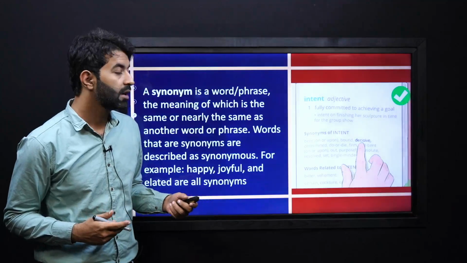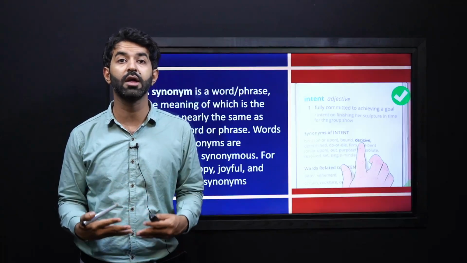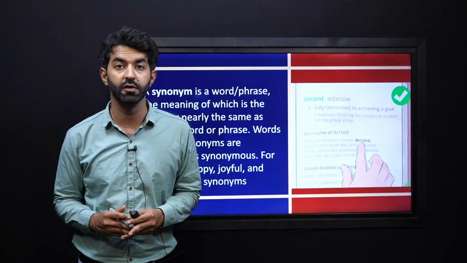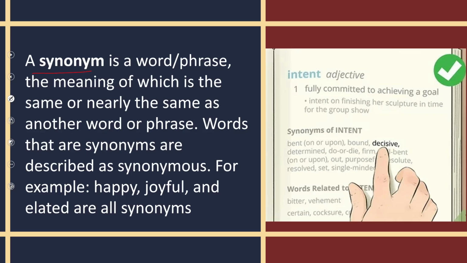Now, let's talk about synonyms and antonyms, what they are, and then we will see how we can locate them in different resources like a dictionary or a thesaurus. Now, a synonym is a word or a phrase, the meaning of which is the same or nearly the same as another word or phrase. Words that are synonyms are described as synonymous. So the relationship between these words can be said that they are synonymous of each other.